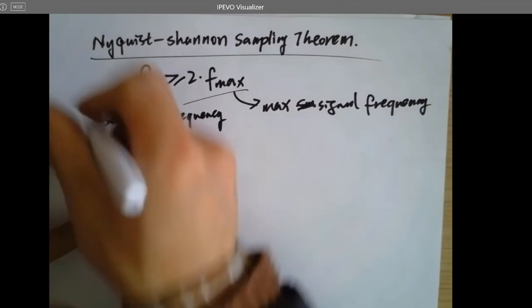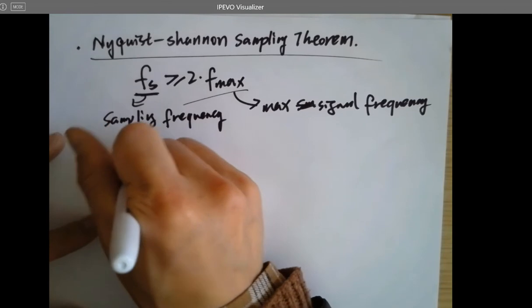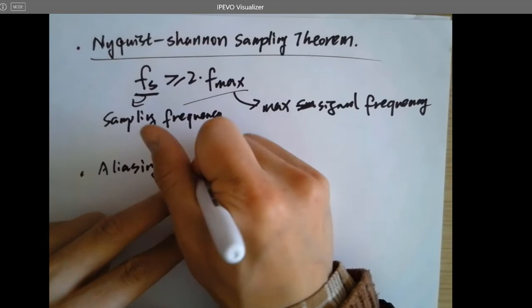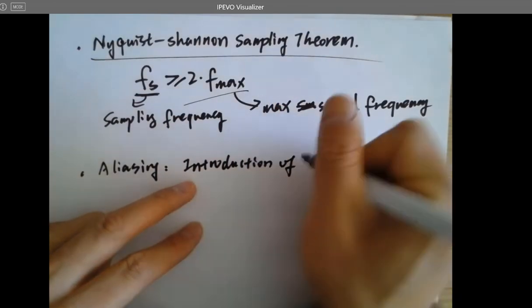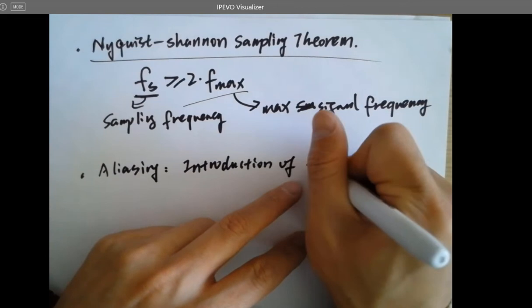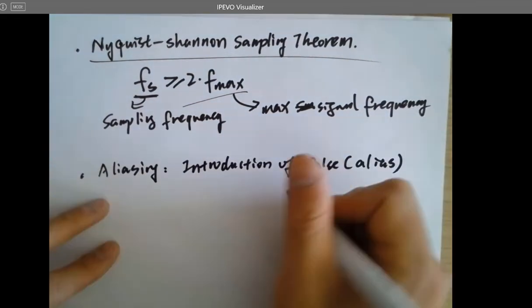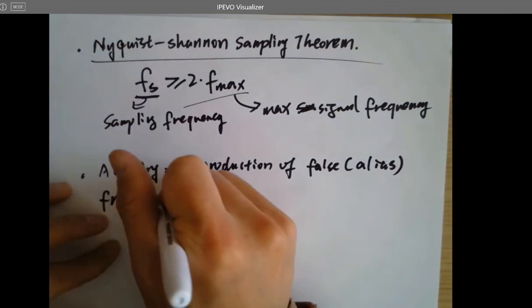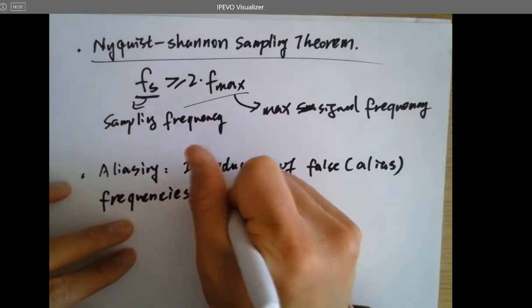Otherwise, you're going to see aliasing signals. So here comes the aliasing definition. It's an introduction of false, or you can say alias, frequencies in the process of sampling.